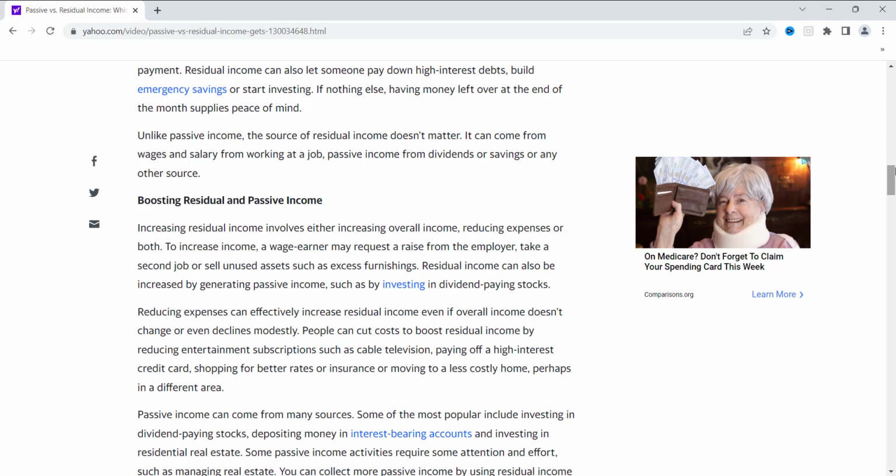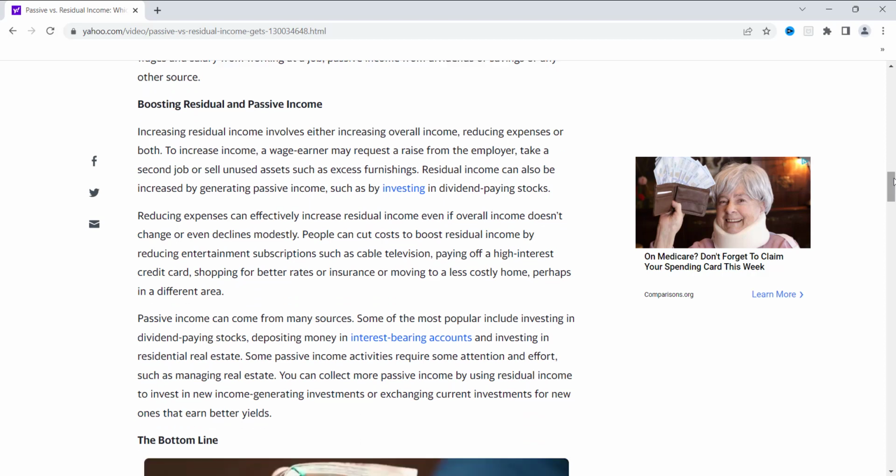Now, there are ways to boost or increase your residual income and your passive income. One way is to increase your overall income. If you wanted to increase your residual income, you would have to increase your overall income or reduce your expenses, or do both. The objective in residual income is basically to have more money at the end of the month than you would normally have. These are the things you need to know, especially if you're looking to start a business and create passive income. Really, you want both passive income and residual income, because that's what gives you the most time freedom that you could possibly get.